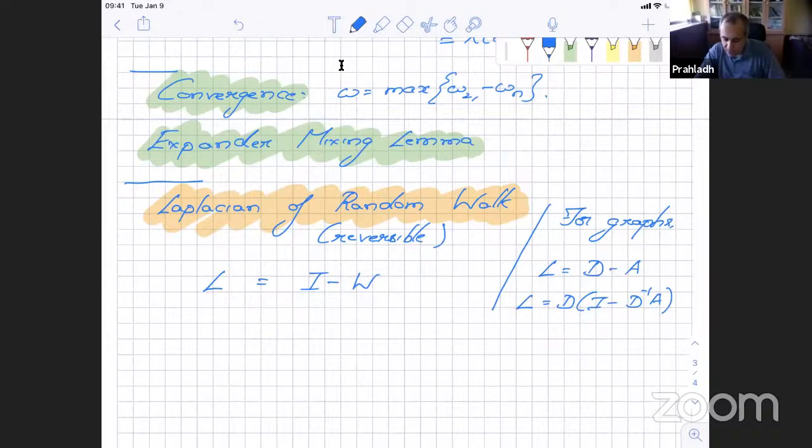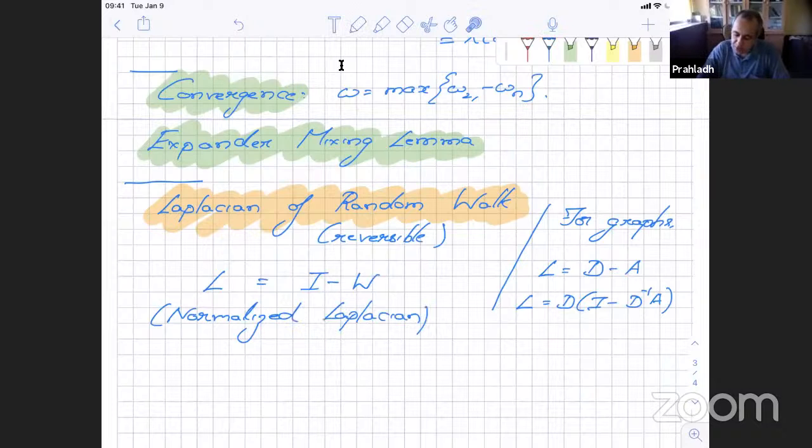And for walks, I'm calling this particular quantity the Laplacian. Sometimes instead of the Laplacian, it's called the normalized Laplacian because you're taking out D. Laplacian is used to refer to this quantity, and normalized Laplacian to this quantity. Sometimes people make this distinction, but I don't know if it is standard at all.